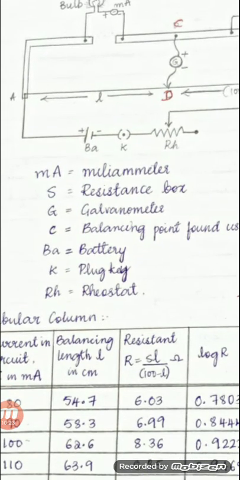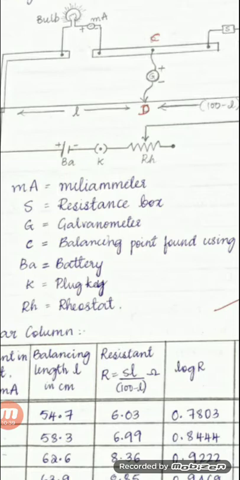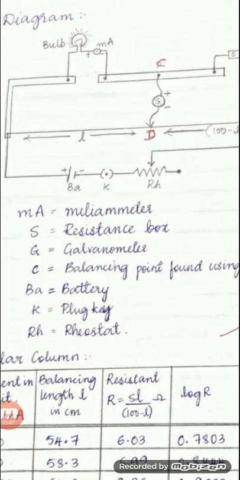The symbolic representation is also written like this. Small mA is the milliammeter, S is the resistance box, G is the galvanometer, C is the balancing point found using the sliding contact, and there is the battery with the plug key and the rheostat. Okay, this is the circuit arrangement. Next we will see how the circuit functions.